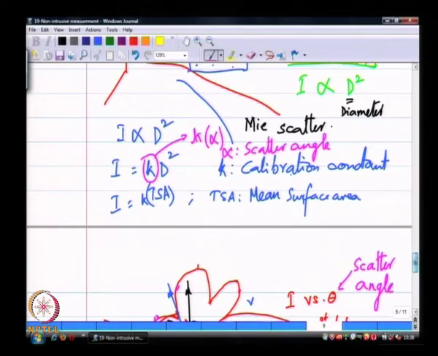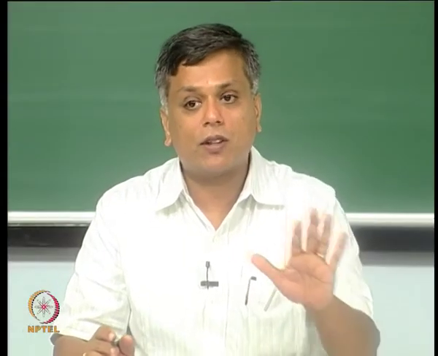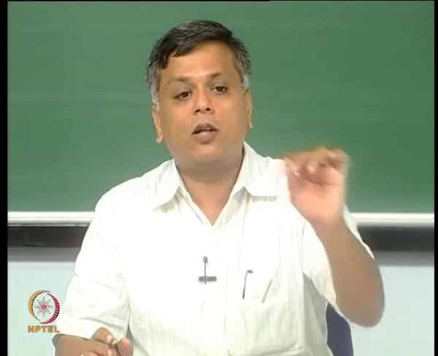Okay, so if I was able to get a k as a function of alpha, I have a way of taking one of the frames in a PIV imaging system and getting an estimate of the total surface area at different points of the image. And I will take the surface area as indicative of the size at that point. Okay.